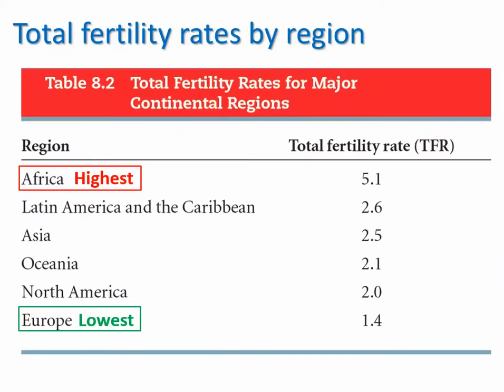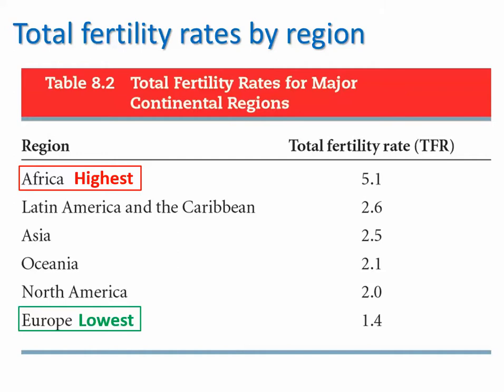So this goes back to fertility rates. And in Africa, we see the highest fertility rates. This means the number of children born per woman on average, 5.1. Europe is the lowest. Europe is 1.4. And it's significant for anything less than 2.1. That means that the fertility rate is below replacement fertility rate.